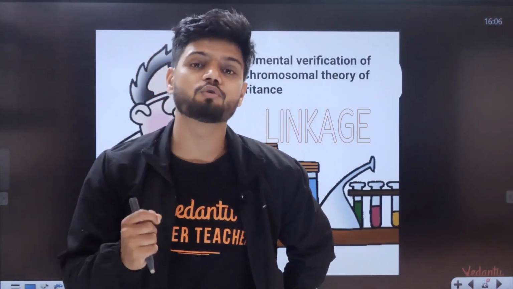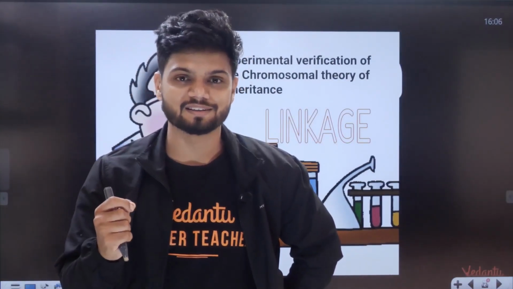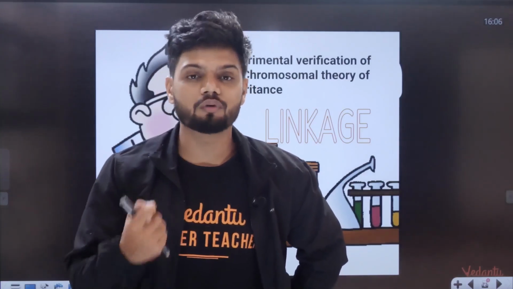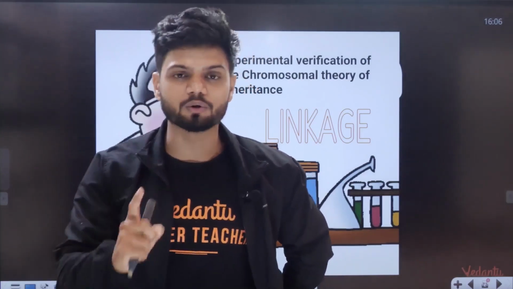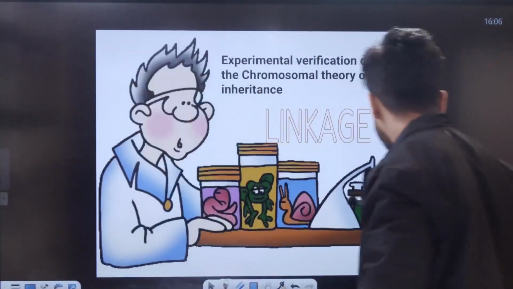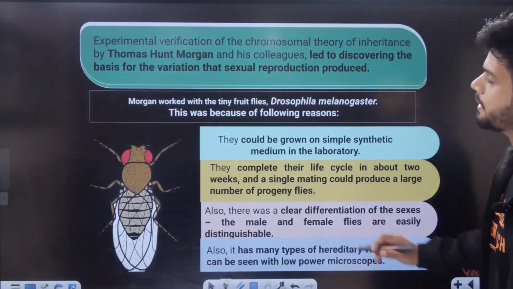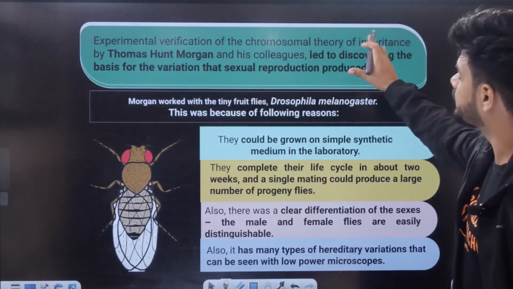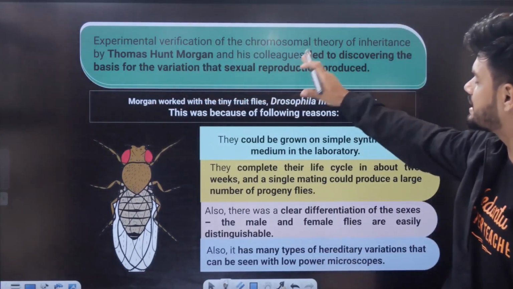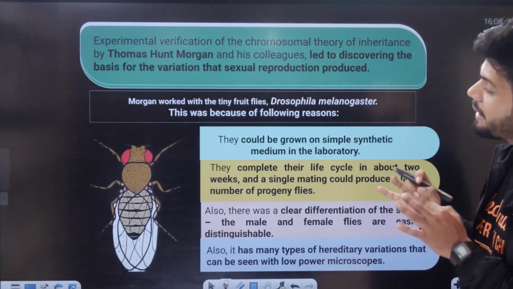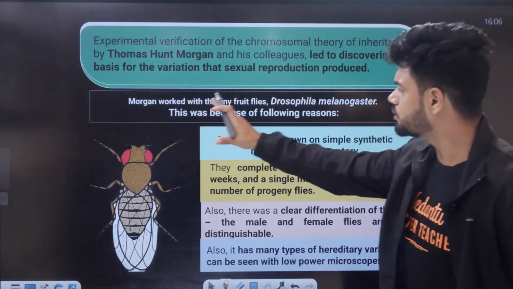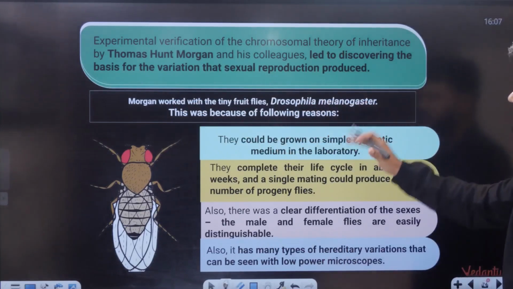And this experimental proof was given by none other than T.H. Morgan. T.H. Morgan was a scientist who worked on Drosophila. He came and told us, wait, I will give the proof here. Experimental verification of chromosomal theory of inheritance by T.H. Morgan: Thomas Hunt Morgan and his colleagues led to the discovery of the basis of variation that sexual reproduction produced. Morgan worked on tiny fruit flies called Drosophila melanogaster.